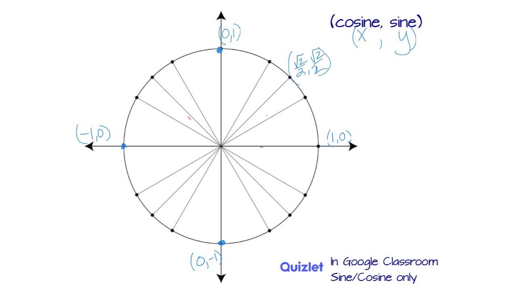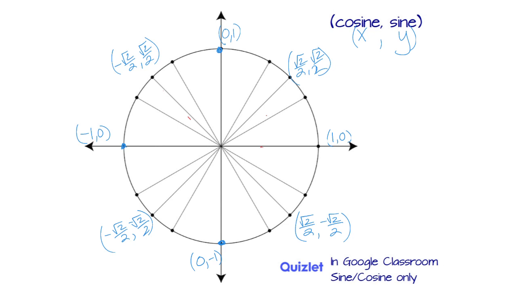Except, depending on the quadrant, sometimes they'll be negative. So over here in the second quadrant, the cosine is going to be a negative root 2 over 2, because you're going left. Sine is going to be a positive root 2 over 2. All right, third quadrant, both negative. And fourth quadrant, I'm going right, so the cosine will be positive, but I'm going down, so the sine is negative.